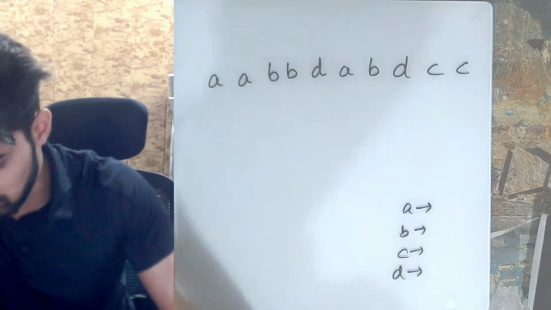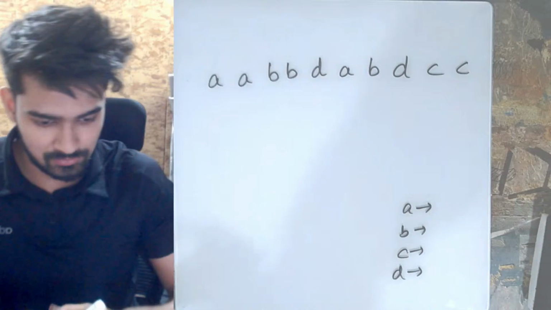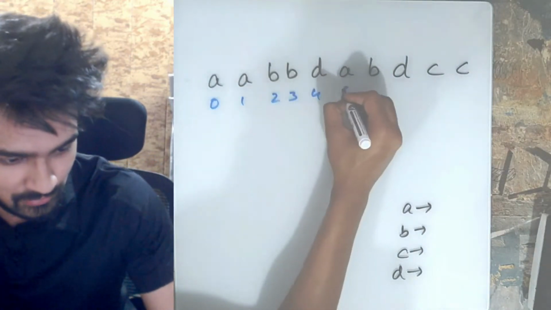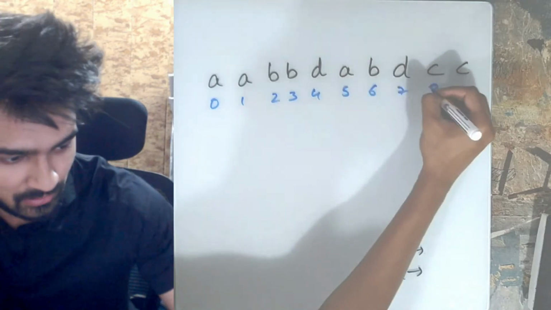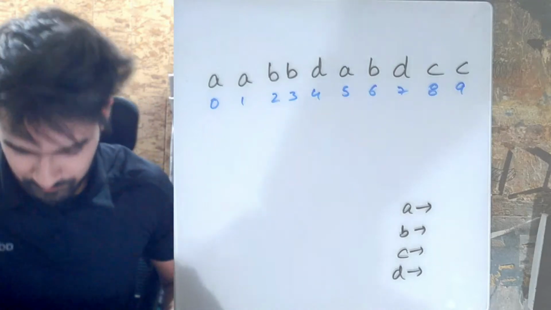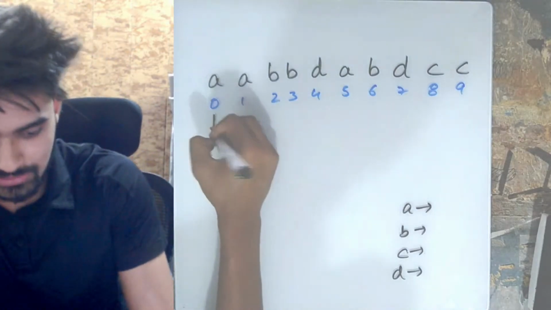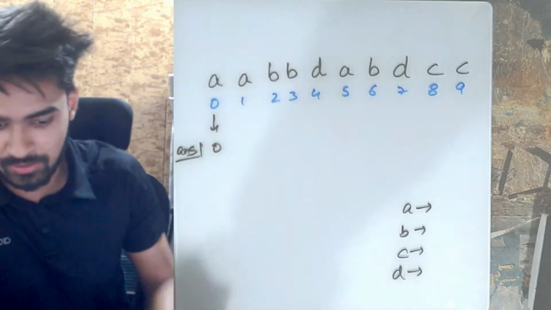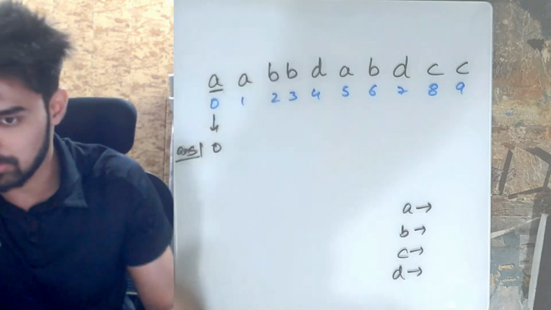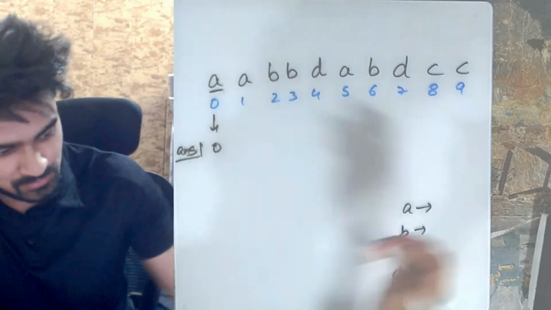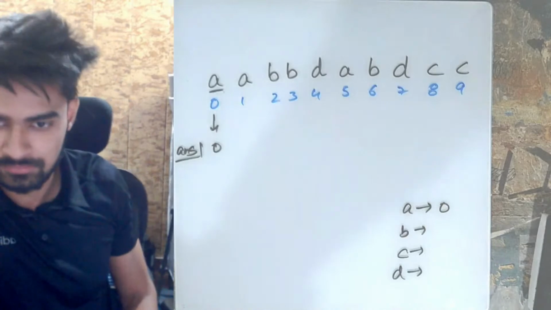Okay, so this is index 0. This is index 1, 2, 3, 4, 5, 6, 7, 8, and 9. Now, for the very first input, I'm writing my answers here. The answer will be 0 because it is an odd length string and there's only one character. But we can say that A is present at the 0th index.